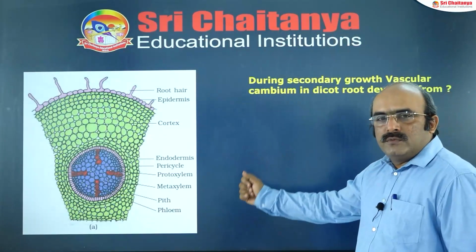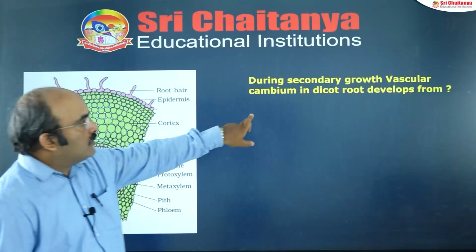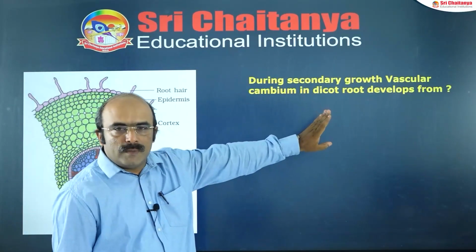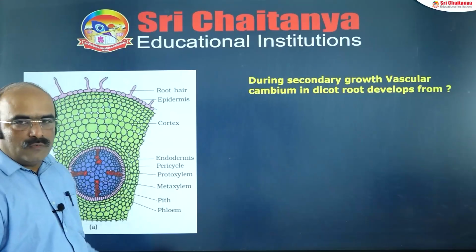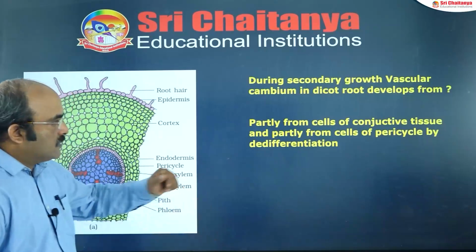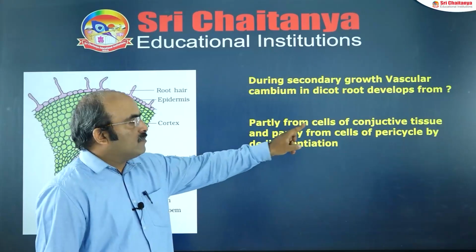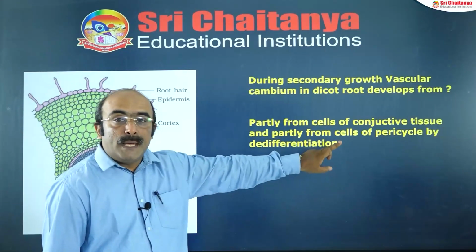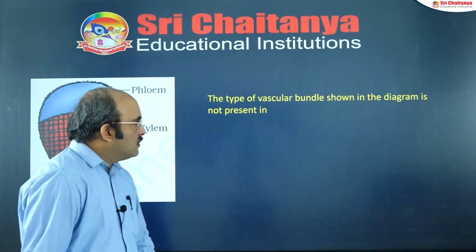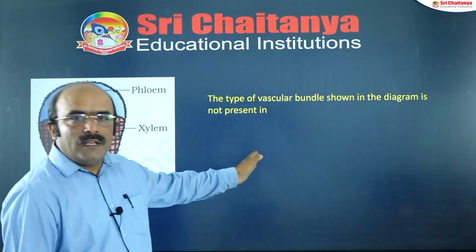So now, after going through this chapter, now try to answer these questions considering this diagram. During secondary growth, vascular cambium in dicot root develops from. So during the process of secondary growth, vascular cambium in dicot root develops from which parts? The answer for this is this. The vascular cambium during secondary growth in dicot root develops partly from cells of conjunctive tissue and partly from cells of pericycle by dedifferentiation.